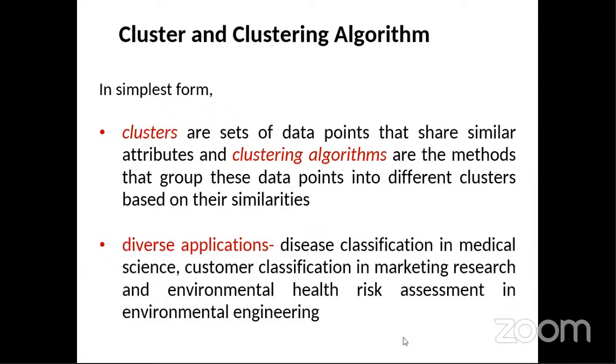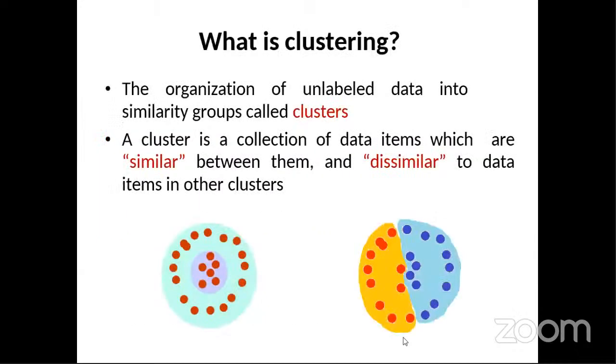Similarly, we can have environmental health risk assessments as well. So we can analyze every kind of real life or societal cause around us using this knowledge from the social network data sets. Now, what is clustering? Organizing the unlabeled data into similarity groups, we can call them clusters, and dissimilar nodes into the other cluster. So we have the cluster as a collection where we have similarities as well as dissimilarities.